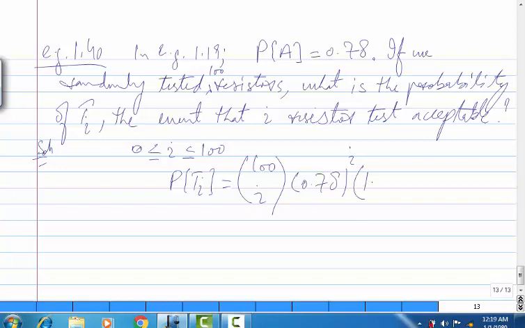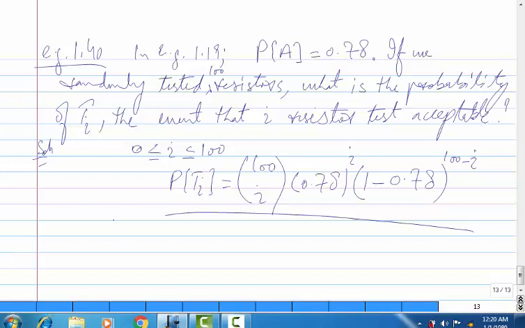And what about the remaining? Failure is 1 minus 0.78 and we just put 100 minus i. So this is the formula we can use to calculate the probability of a resistor that works fine. This means that we can use counting techniques to calculate the probability.